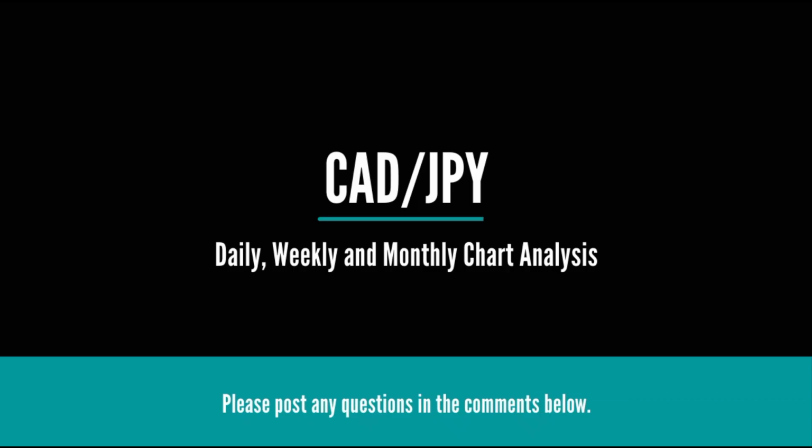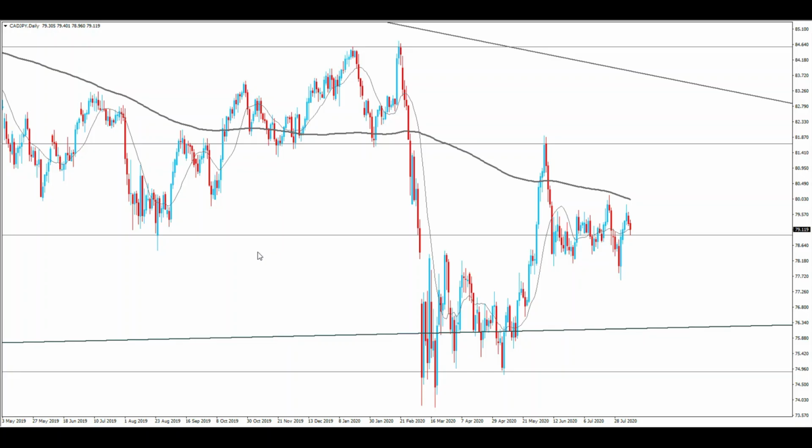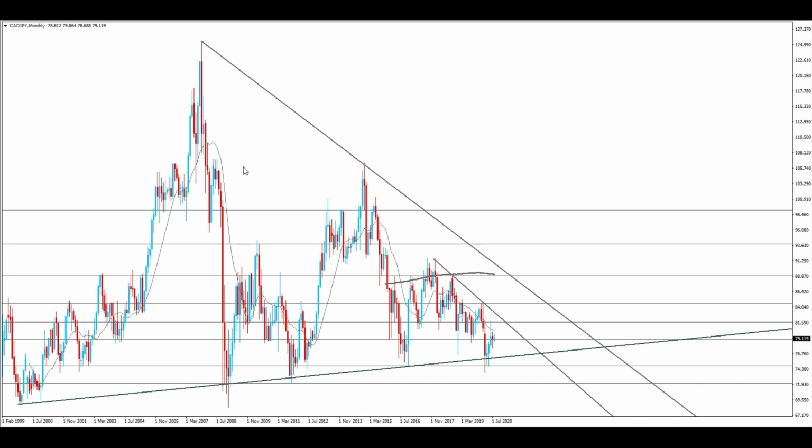Okay, so let's see what's happening with CAD JPY. For CAD JPY now, we're going to start on the monthly chart for this one. And you can see on the monthly that we've got this trend line where price has been respected for quite some time. We've had multiple tests. We have one there, multiple there, more there, more there, and recently we had another one there. So we're expecting price to keep moving from that trend line to the upside.